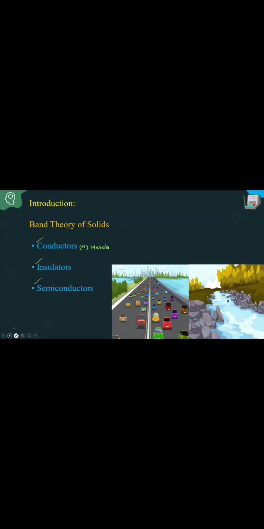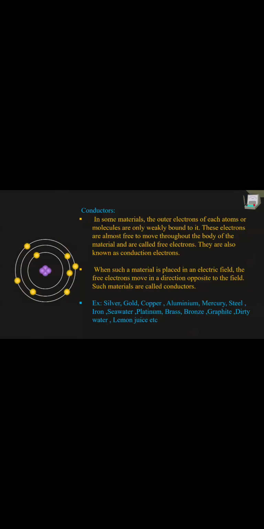When are particular solids said to be conductors? We know that in some materials, the outer electrons of each atom or molecule are only weakly bound. That is, the outermost electrons are weakly bound to the atom or molecule. These electrons are almost free to move throughout the body of the material. And those electrons are called which electrons, students? Free electrons. I think all of you know these points.